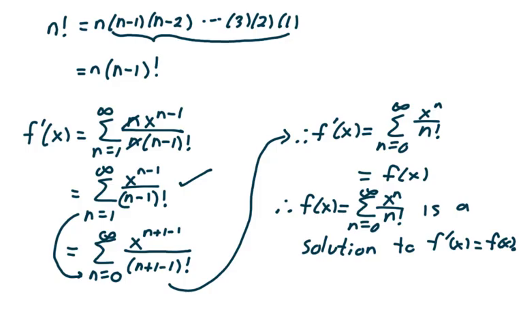But this says f prime of x is the summation from n equals 0 to infinity of x to the n over n factorial, but that's the same thing as f of x. And so that shows f of x, which is equal to the summation from n equals 0 to infinity of x to the n over n factorial, is a solution to the differential equation f prime of x equals f of x. And that's number 11.